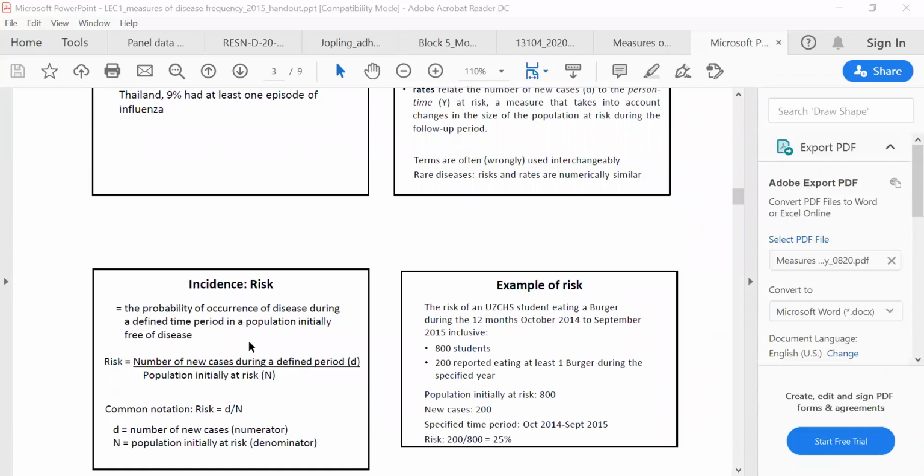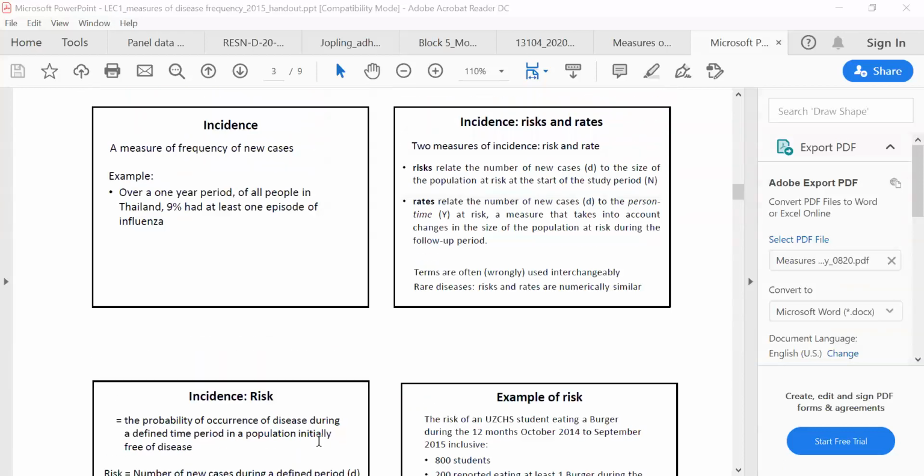So what is risk? Risk is the probability of occurrence of disease during a defined period of time in a population initially free of disease. It is the number of new infections during a defined period over the population initially at risk. So this is a simple example. Risk is the number of new cases over the population at risk, where D is the number of new cases, which is the numerator, and N is the population initially at risk.